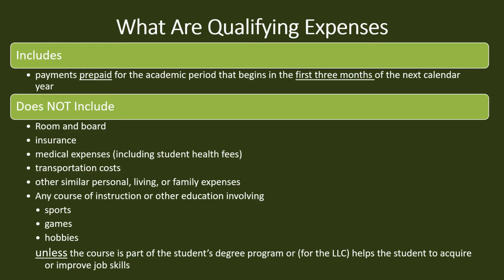Qualifying expenses do not include things like room and board, insurance, medical expenses, including any student health fees, transportation costs, things like parking, other similar personal living or other family expenses, and any course of instruction or other education that involves things like sports, games, or hobbies, unless that course is part of the student's degree program, or for the Lifetime Learning Credit, helps the student to acquire or improve job skills.